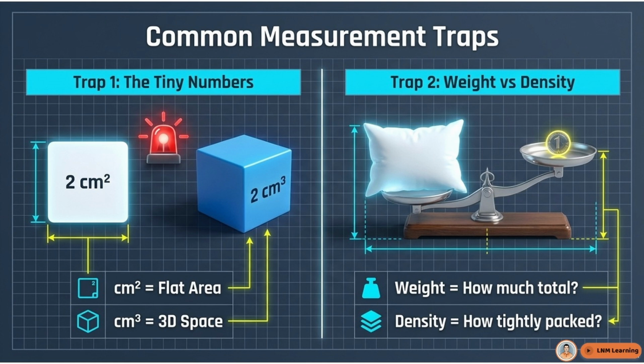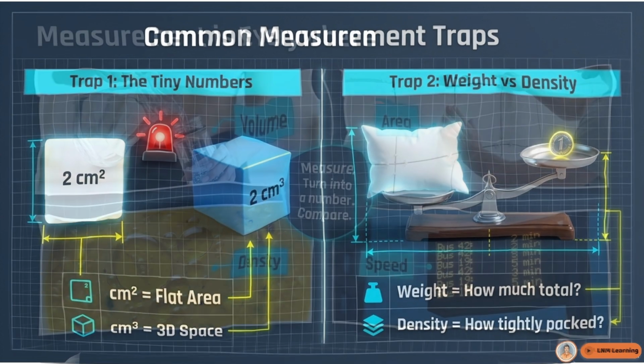And the second trap, don't confuse heavy with dense. A huge cotton pillow can weigh more than a coin, yet a coin is far denser. More stuff crammed into less space. Weight tells you how much, and density tells you how tightly packed.